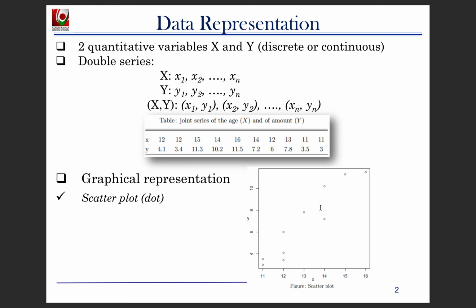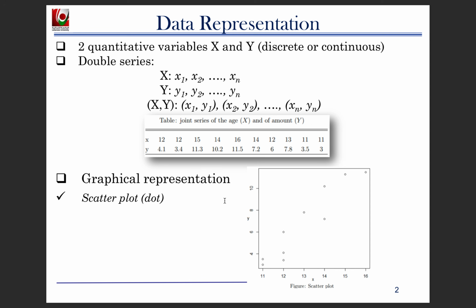We studied in chapter 1 quantitative and qualitative variables. The difference between this chapter and the last chapter is that here I have two variables, not just one variable. The two variables are x and y, and we will study just the case where the two variables are quantitative. They can be qualitative, or one quantitative and the other qualitative, but in this chapter we will study two quantitative variables, x and y. So x and y can both be discrete variables or continuous variables, or one discrete and the other continuous, or the opposite.